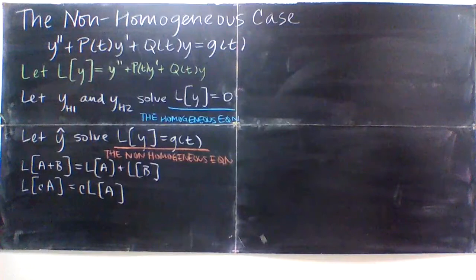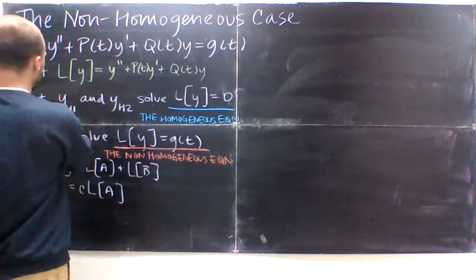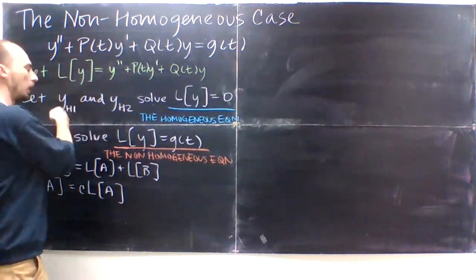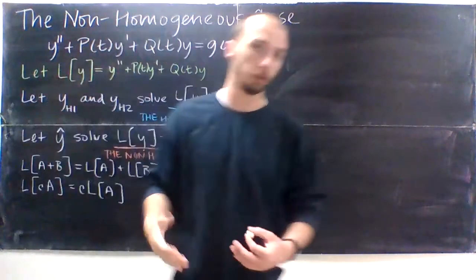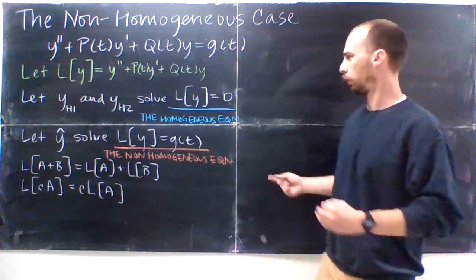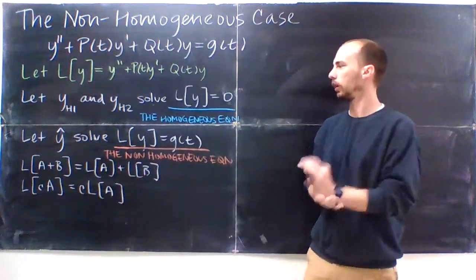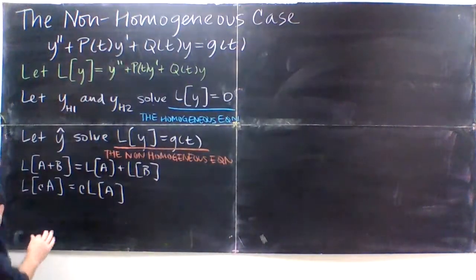Now, what I'm proposing is that because of these things, if I take y hat and add it to homogeneous solution 1 and homogeneous solution 2, like I did in that example, I'll still get a solution to the red equation, the non-homogeneous equation, L of y equals g of t. Okay? Right? And maybe I'll just show you what I'm talking about.